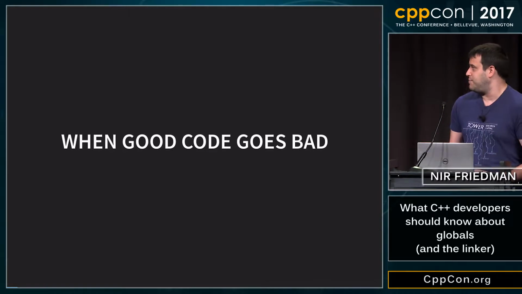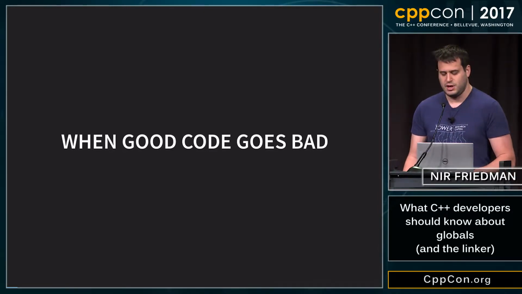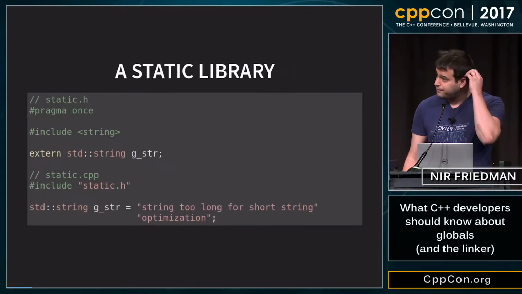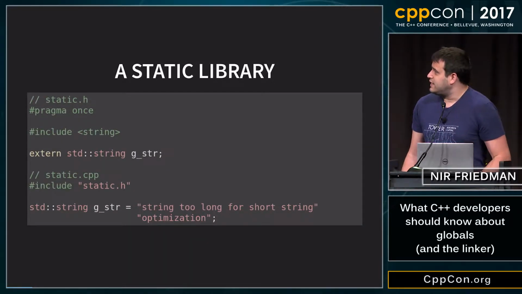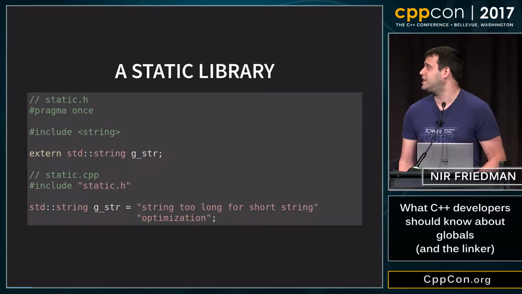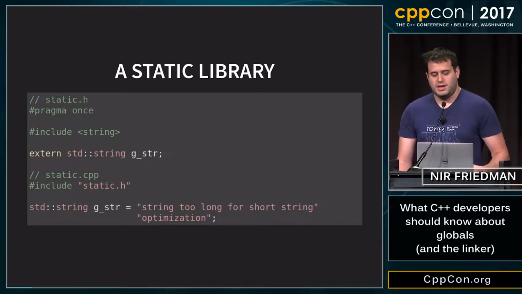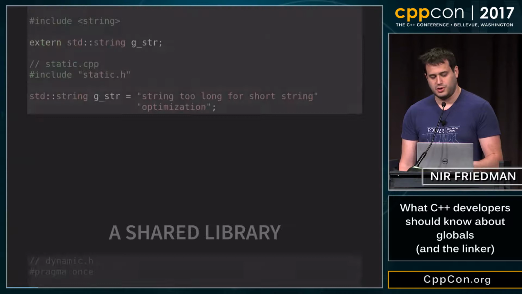Okay, so here's my example. Here's code that looks pretty innocent, or at least it may look innocent to some of you if you haven't encountered this problem before. Let's start with a static library. I show the header and the CPP contents in the same code block, just for simplicity. In the header file, we're just including a string. We've got our pragma once. We declare a global with extern. And then in the CPP file, we define the global after declaring it in the header file. So far, so good.